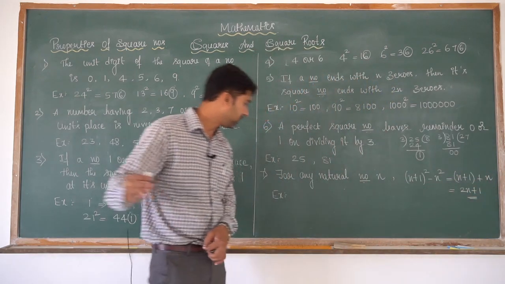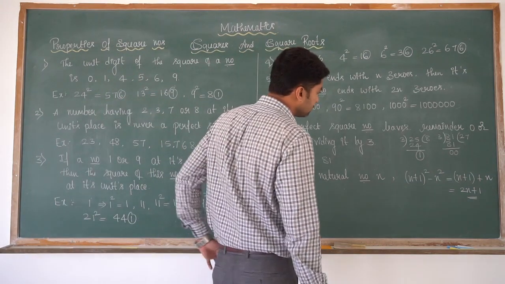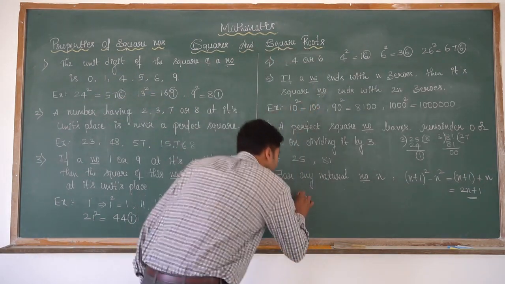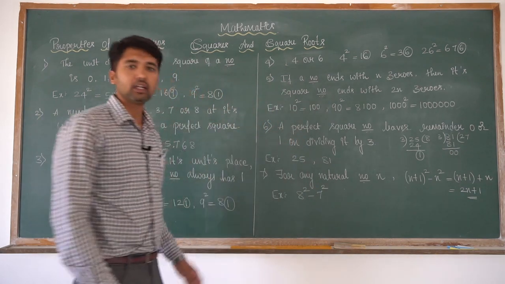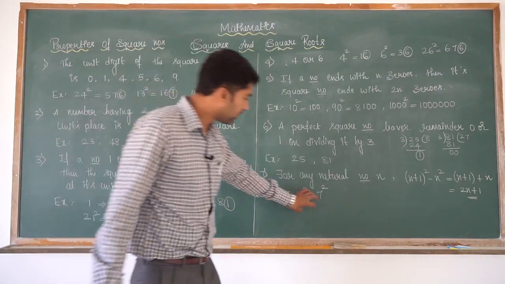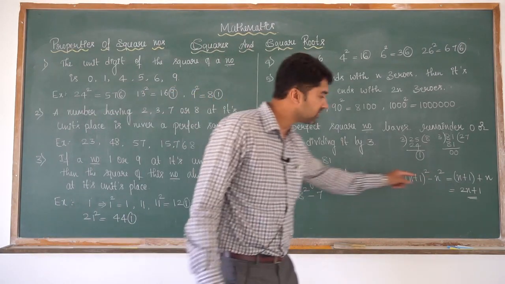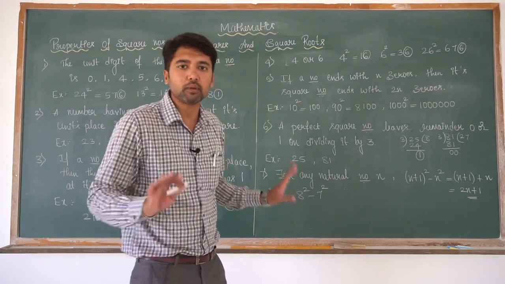For this, let me take one example. 8 square minus 7 square. I have to find out its value now. So that is why, in order to find such values, we have this property. We can make use of this property to simplify such problems.